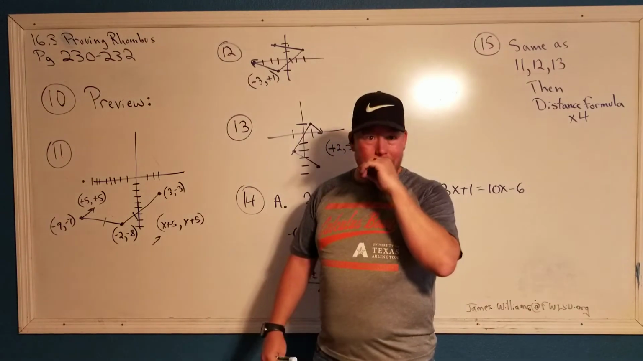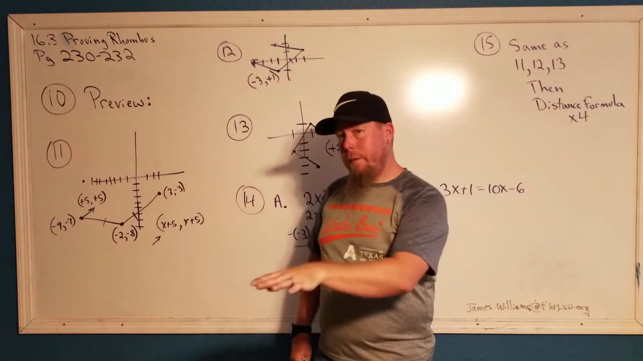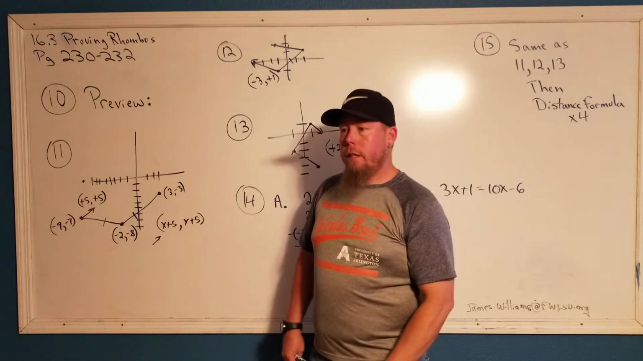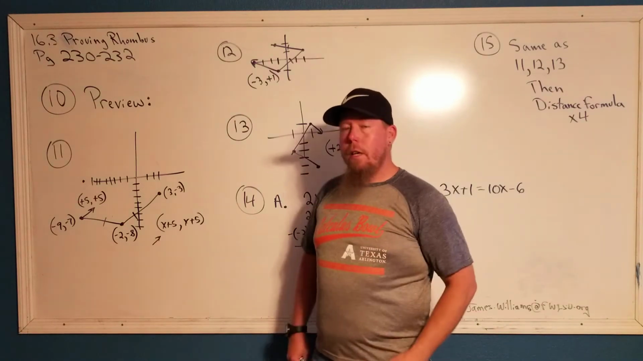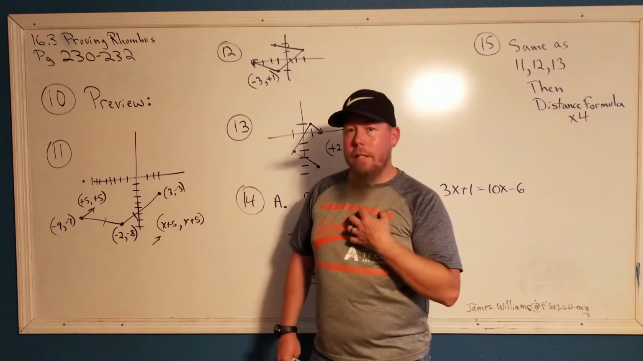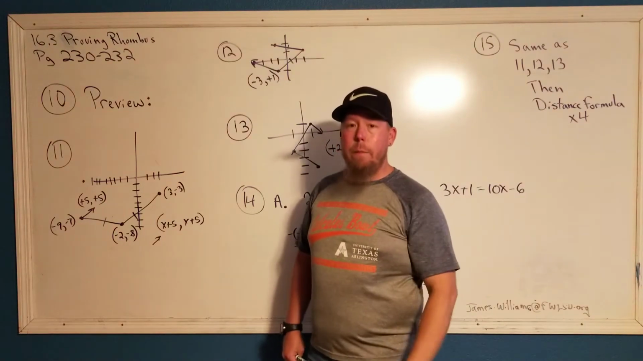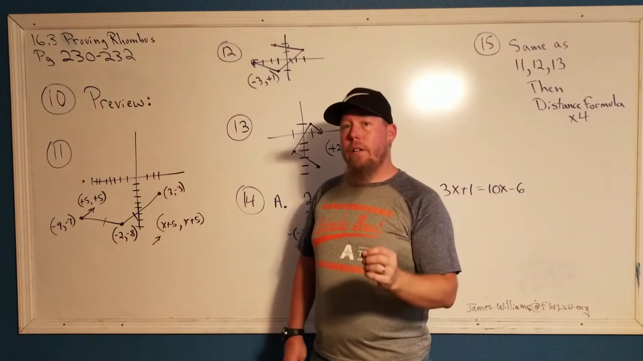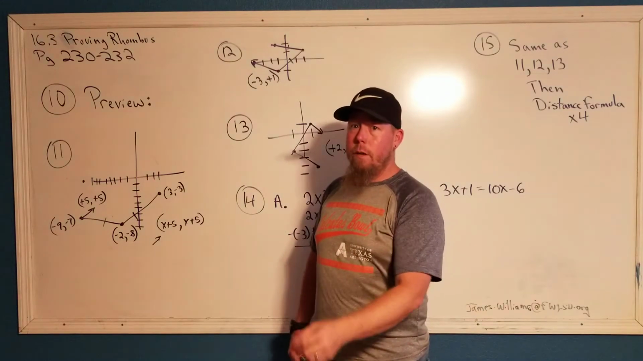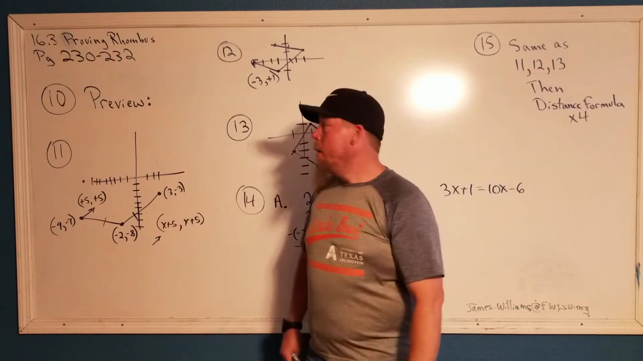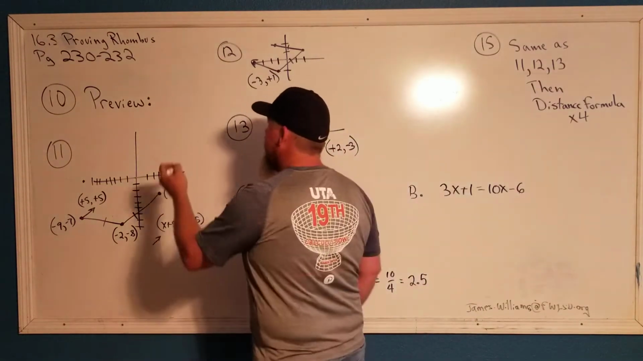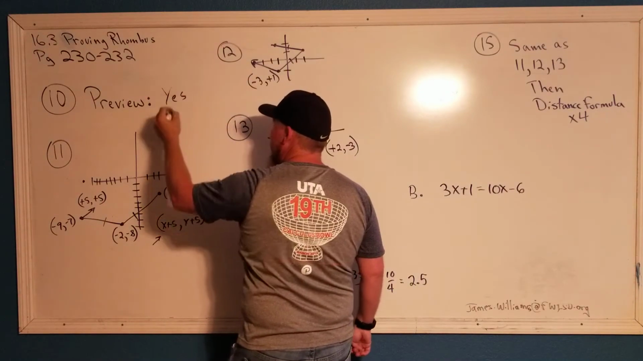Number 10 basically asks, is it possible for a rectangle to be a rhombus? I feel like they were giving us a little bit of foreshadowing, because that's what the next section is about, but we like to call those squares. Remember, a square is a rectangle, and a square has 4 congruent sides, so it's a rhombus as well. A square is kind of like our magic shape. So yes, for 10, the answer is yes, and it would be a square.